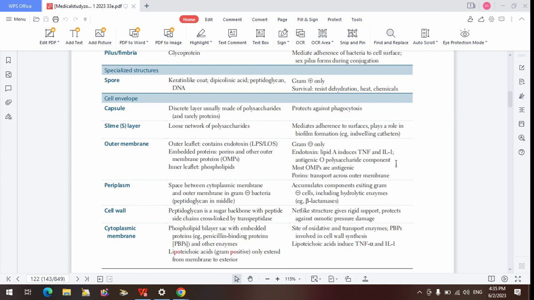So, Dr. Bradley, I get what you're saying now. Some organisms have endotoxins that can be either lipopolysaccharide or lipo-oligosaccharide. Exactly. Is lipid A part of the LPS or the LOS, or is it just lipid A? Lipid A is central to both of them. The difference between LPS and LOS is the number of carbohydrate chains that they have.